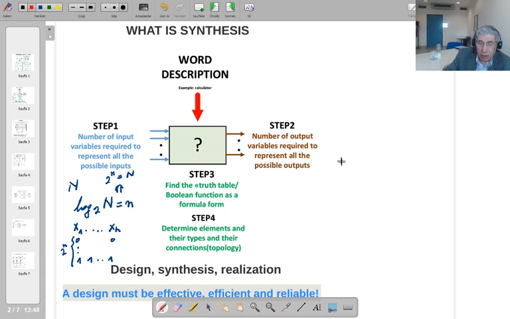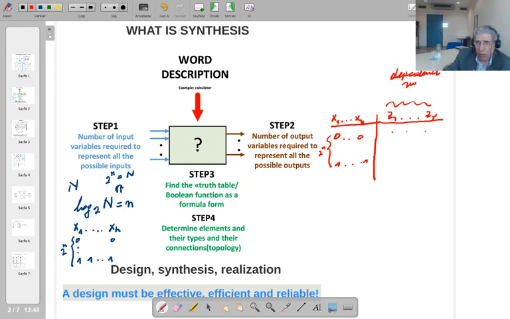Similarly to this one, let's say z1 through zp. These are the outputs. So the inputs, maybe I should have written it like that: x1 through xn, going from 0 up to 1, 1, 1, 1. These are 2 to the power n. And then if I write z1 up to zp, the outputs, these are the dependent variables or the functions, or outputs. So we've got p number of outputs. The number of different outputs is 2 to the power p, isn't it? So what is this table?